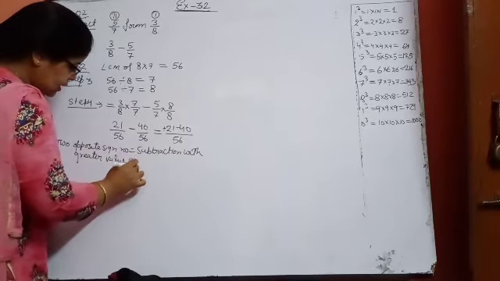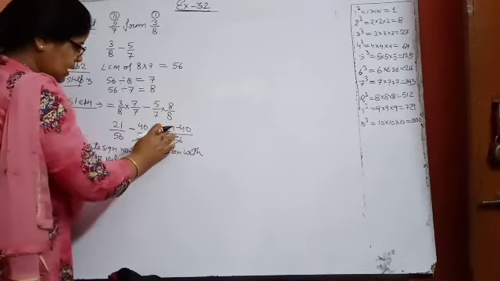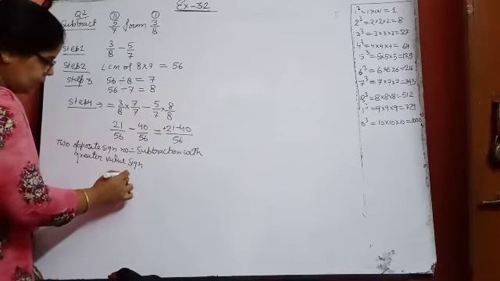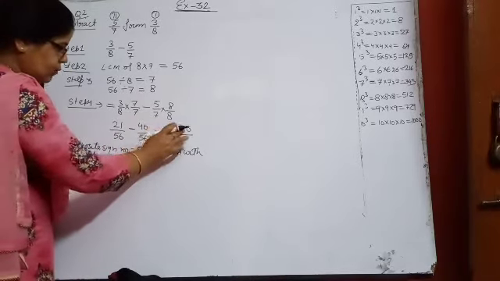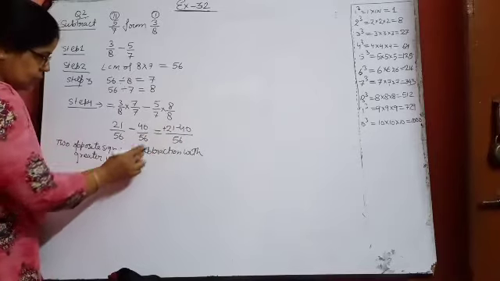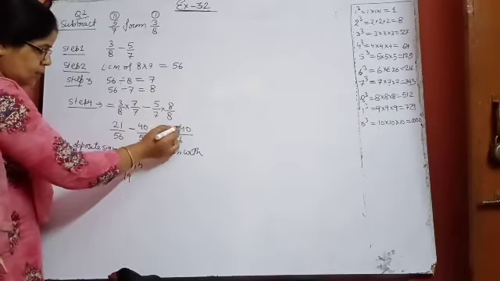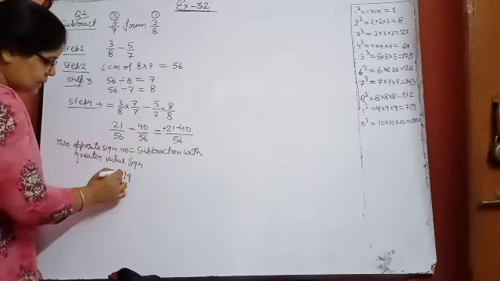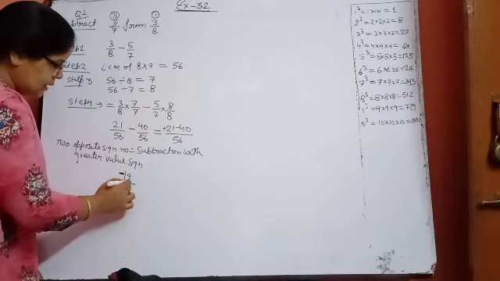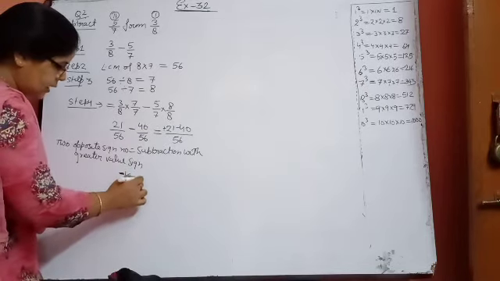Okay, now see that, subtract 40 minus 21, what will come? 19. 21 and 40, which one is greater? 40 is greater. What sign is there in front of the 40? Minus. So it will be minus. Minus 19 upon 56 will be your answer.